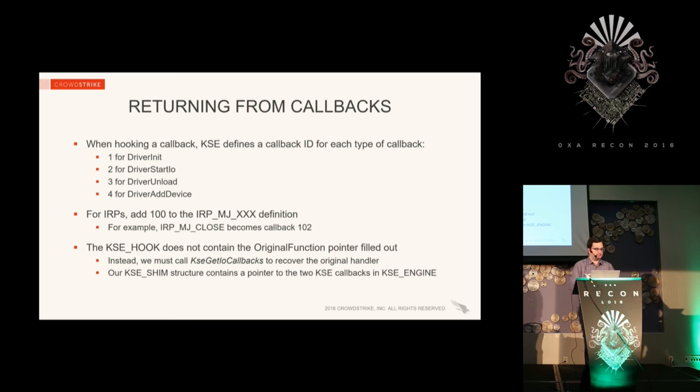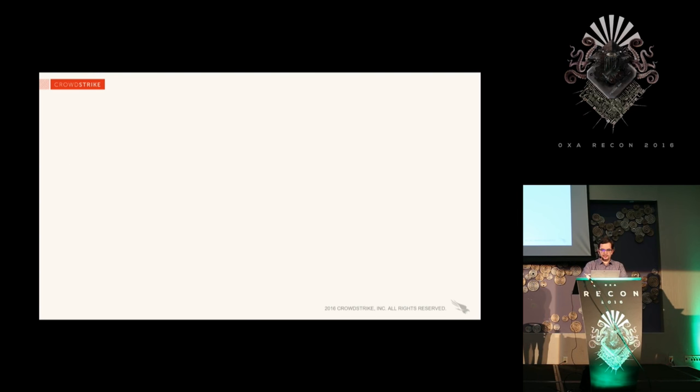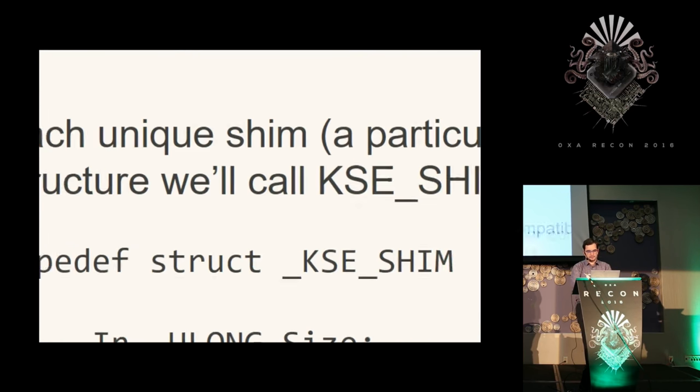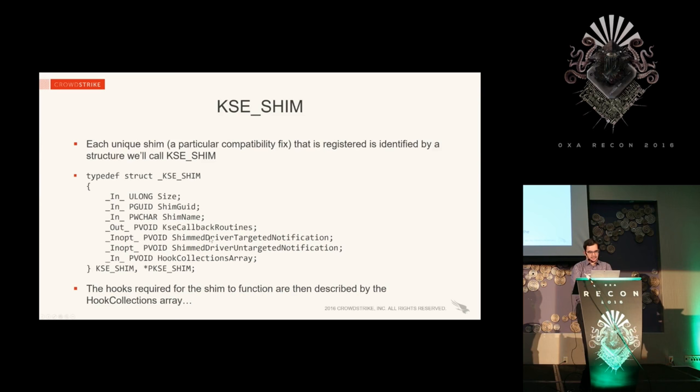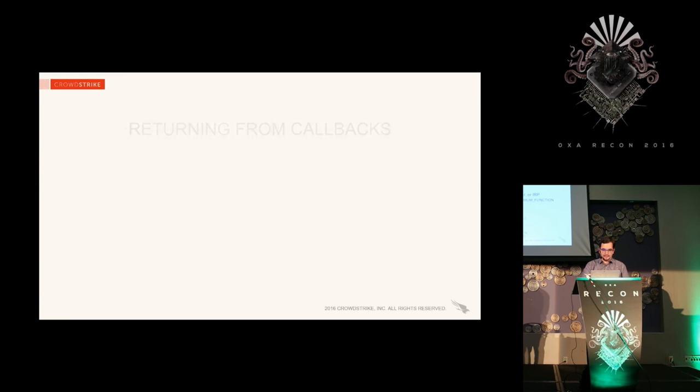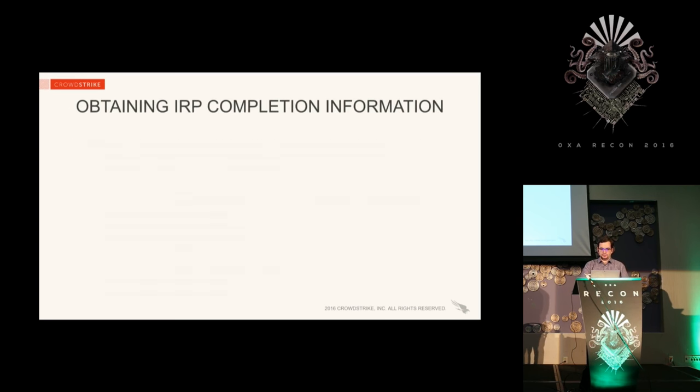Now, how do you call KSC get IO callbacks? Because that's actually not an exported function. Well, let's go back for a second to our definition of a KSC shim. There's this field here called KSC callback routines. Oh, looks like the resolution is screwed up. Anyway, this KSC callback routines field is where you actually get a pointer back to KSC get IO callback. So it gives you the function that you need to call. That's how you find it, basically. And then you can call the original function.